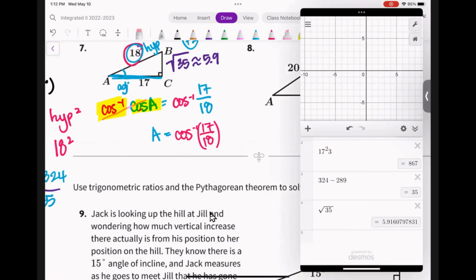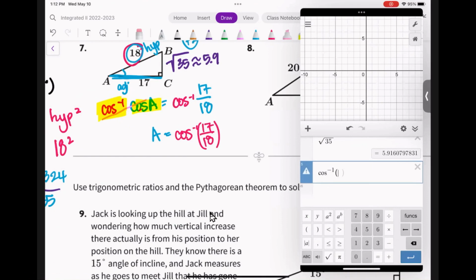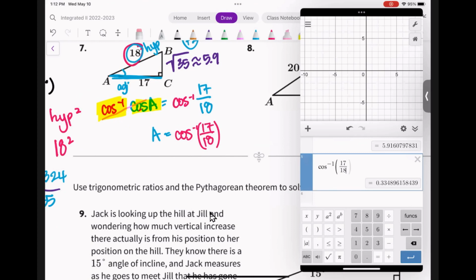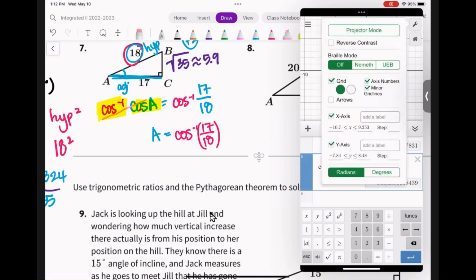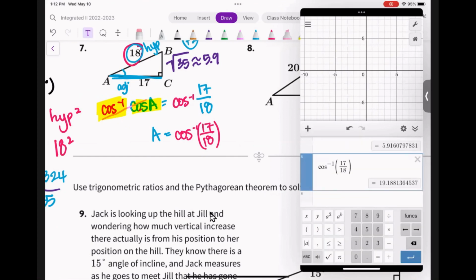So you literally take this thing and you plug it into your calculator. You take exactly what you see, cosine inverse, that's in here, and you go 17 over 18, and then you're done. Now that looks like a wrong answer, so I'm going to make sure that I'm in degree mode. And so, yeah, now it's 19 degrees. So that's about my answer. A is about 19.2 degrees. So I'm going to squeeze that guy in there. He's 19.2 degrees. Everybody okay with this?